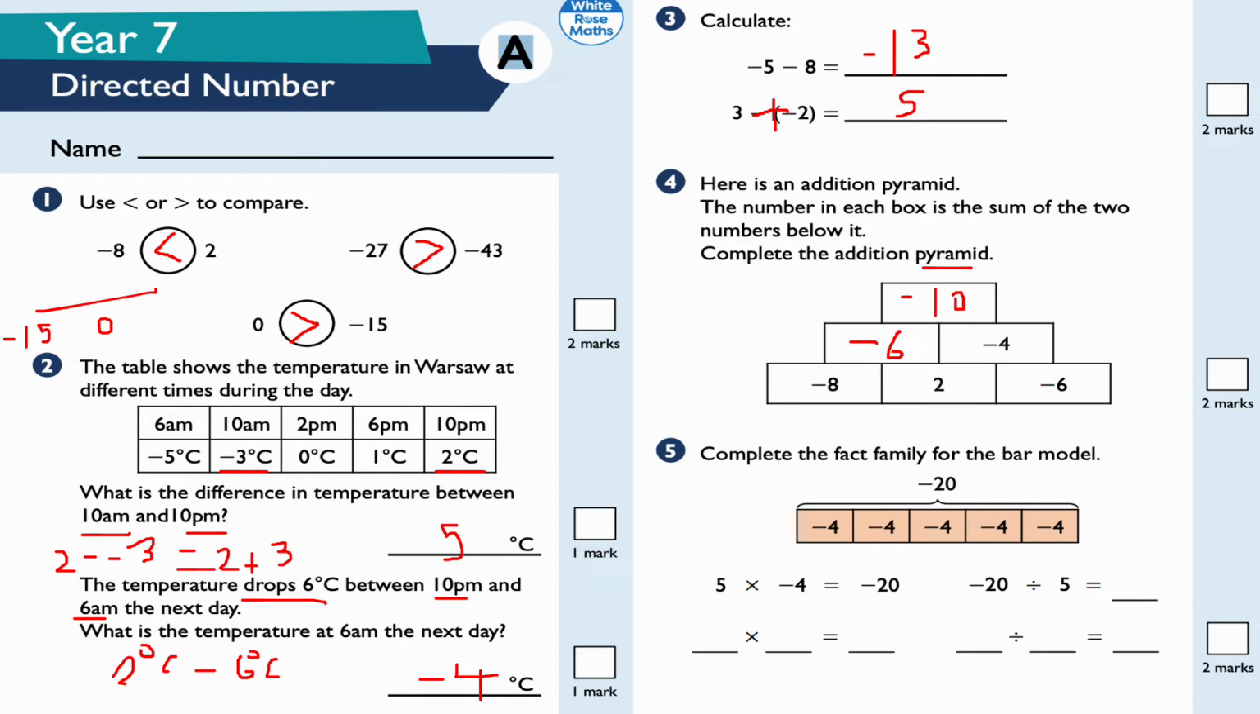Question 5. Complete the fact family for the bar model. 5 times -4 is -20. -20 divided by 5 is -4. I can also say that -5 times 4 is equal to -20. And I can thereby say that -20 divided by 4 is equal to -5. So that's my answer for that question.